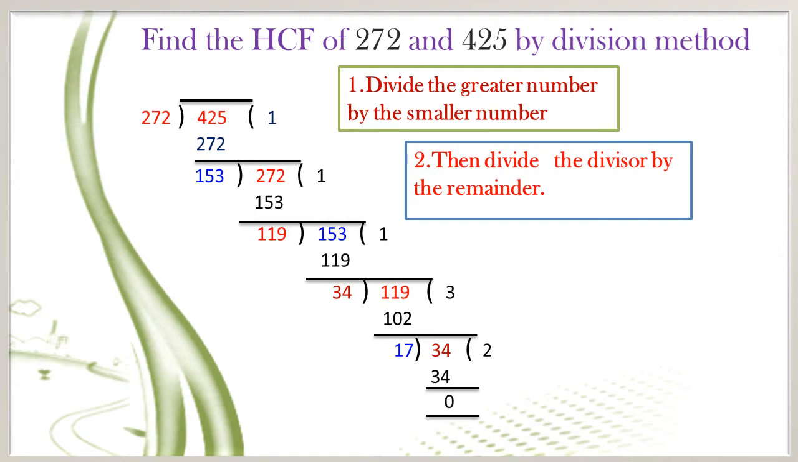Now we are going to divide 34 by 17. How many times do we have 17 in 34? We have 2 times. So 2 17s are 34. Now we subtract 34 from 34. We get 0. So the remainder becomes 0, which means the last divisor is the HCF. So write it, HCF is 17.